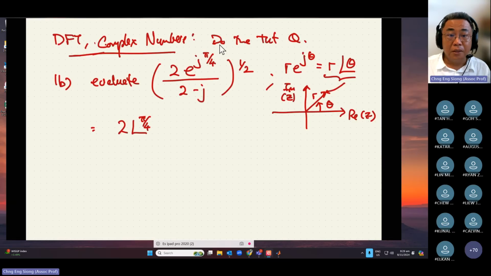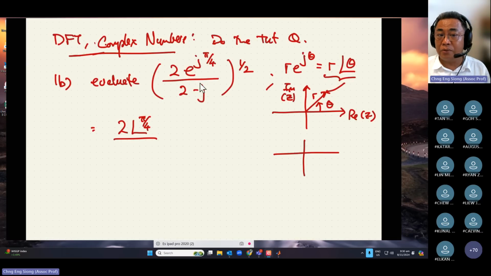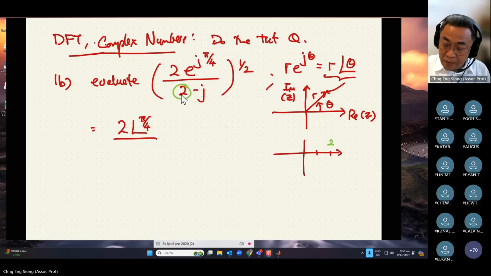2 minus j, guys. And then, of course, what is 2 minus j? So you must draw this, okay? The reason why you get this wrong is that once the point is not in the first quadrant, most of you will get it wrong. 2 is along the real axis, so I'm circling 2 here for you. Now I'm getting my orange minus j, and this is the vector.